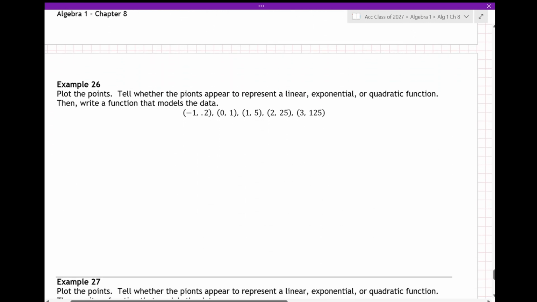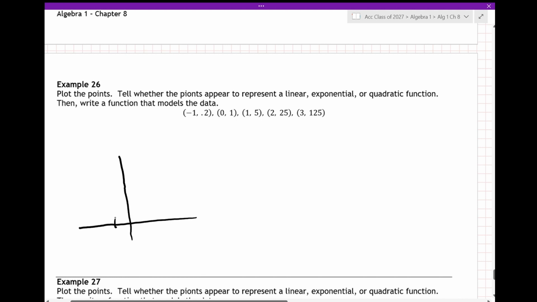26, we're going to plot the points, and we're going to tell whether the points appear to represent a linear, exponential, or quadratic function. Then we're going to write a function that models the data, just like last time. So I'm going to look at plotting these points.